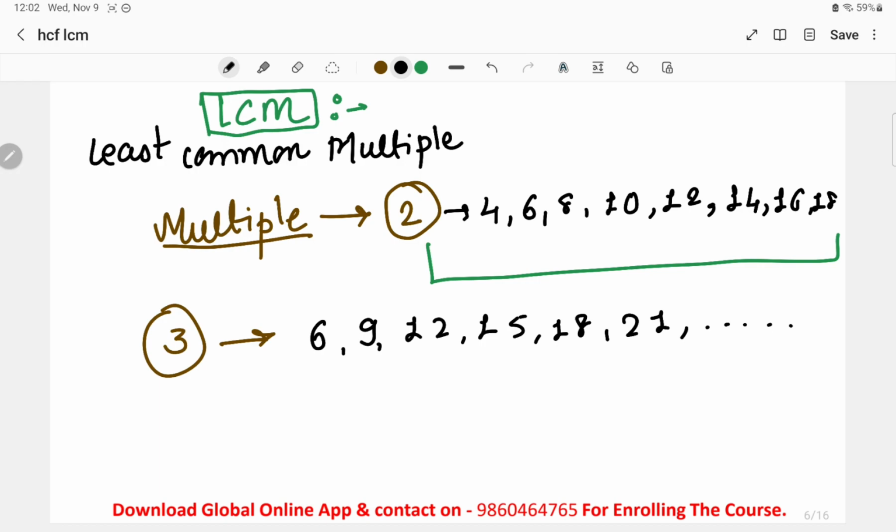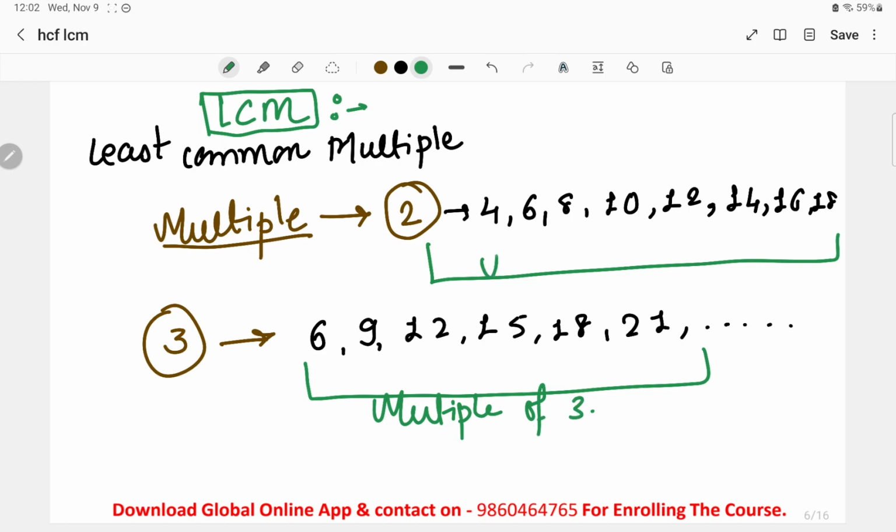So all these numbers which appear in the table of 3 are nothing but the multiples of 3, and these are the multiples of 2. Why I'm explaining it in detail, let us understand that. Now when we compare the multiples of 2 and the multiples of 3, we can clearly see that there are some numbers which are common multiples of 2 and 3 both. So let us see which are they.